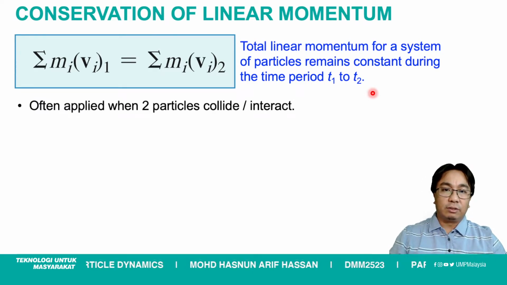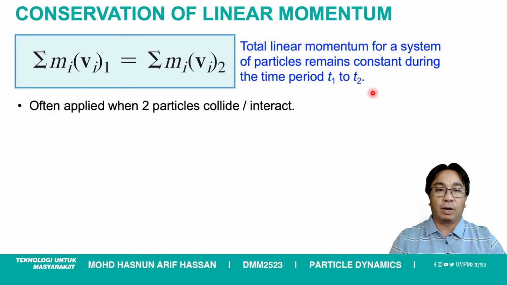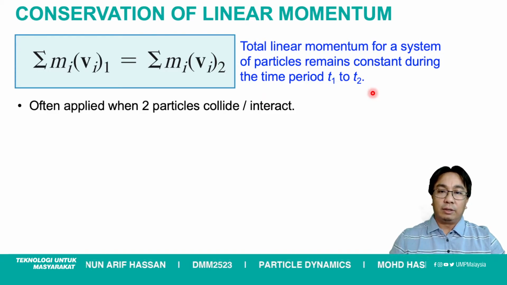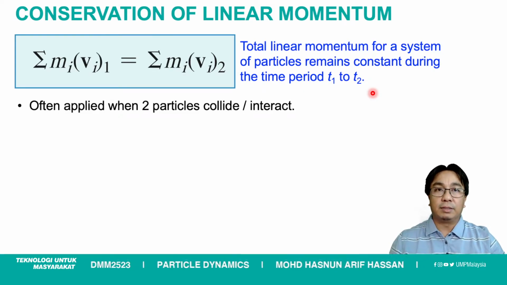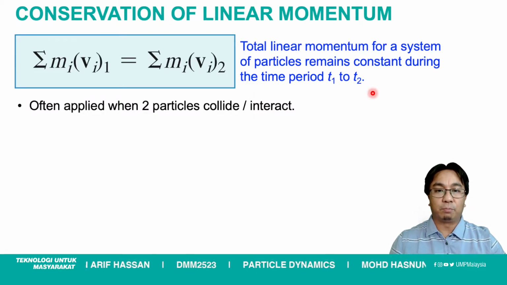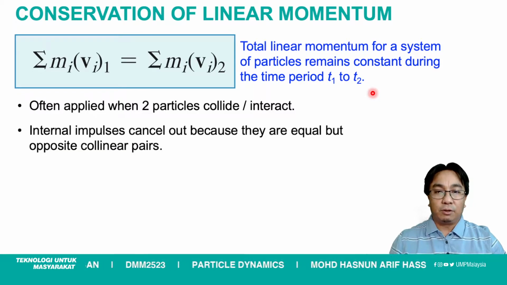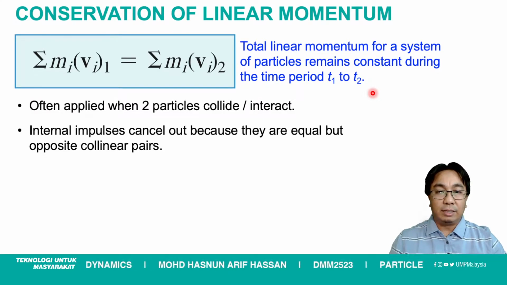The conservation of linear momentum is often applied when two particles collide or interact. So if you ask when should we use the conservation of linear momentum, it's when you see a problem involving collision of two objects or two particles, then normally we are going to use the conservation of linear momentum to solve the problem. This is because the internal impulses due to the impact cancel out because they are equal but opposite collinear pairs.